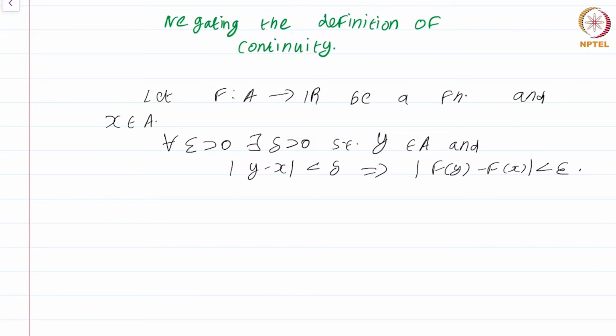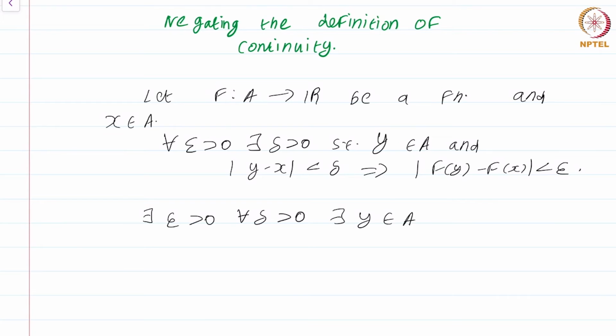Now, how would you negate this? Well, it's pretty simple. This for all epsilon becomes there exists epsilon greater than 0 and the negation sign moves inside. This there exists delta greater than 0 becomes for all delta greater than 0. Okay? For all delta greater than 0 such that y in A and mod y minus x less than delta implies mod f of y minus f of x less than epsilon means there exists epsilon greater than 0, for all delta greater than 0, there exists y in A.